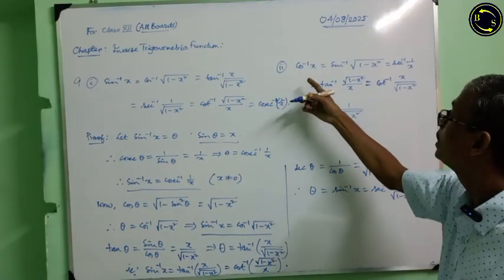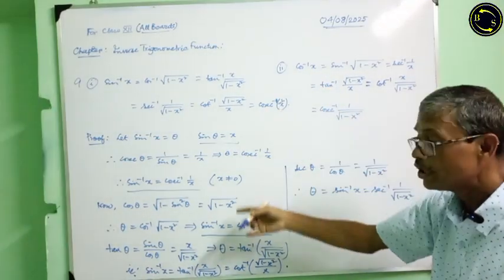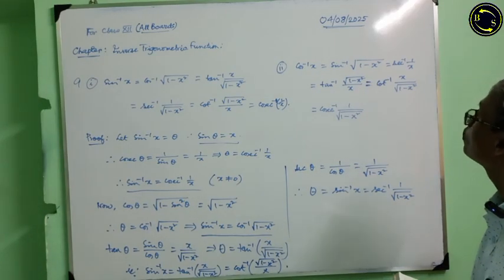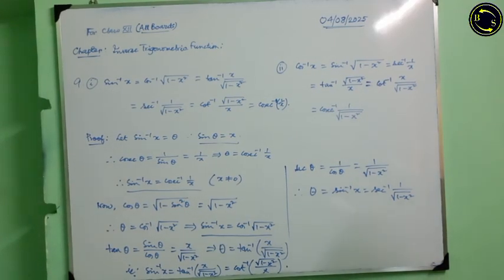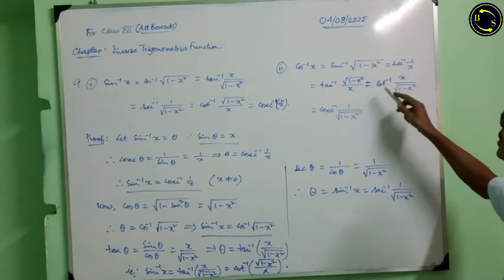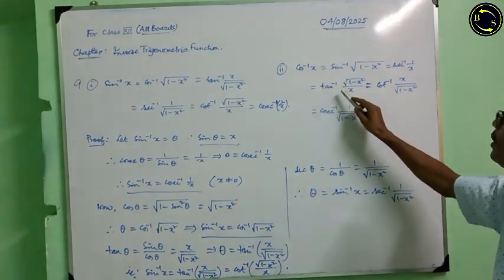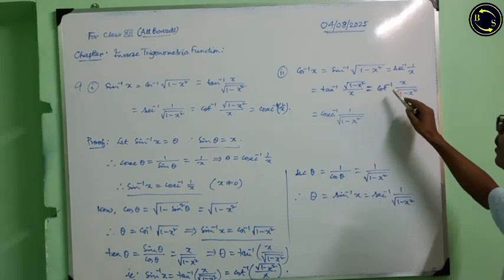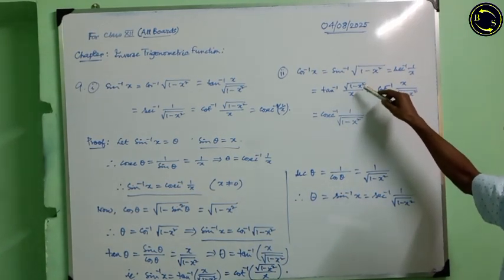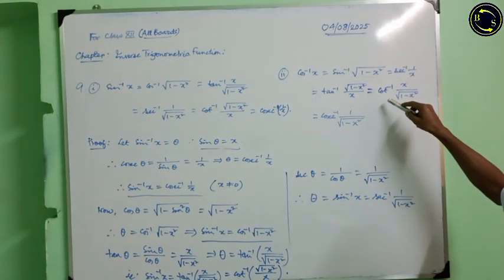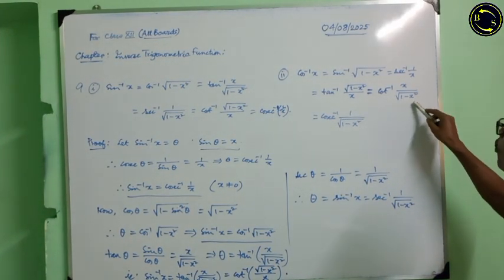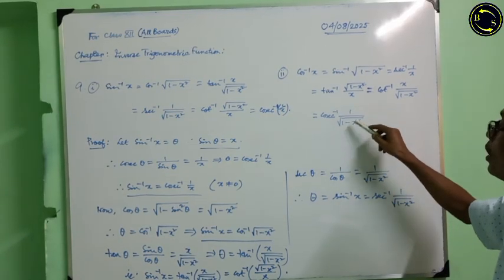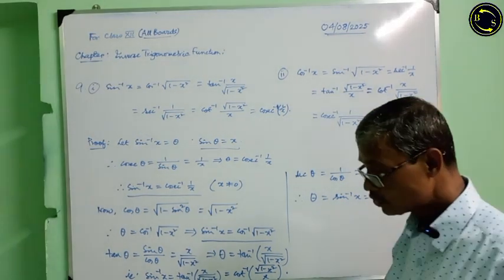Already I have mentioned we can prove easily following the similar steps. Cos inverse x will be equal to sin inverse root over 1 minus x square, that will be equal to sec inverse of 1 by x, that will be equal to tan inverse numerator root over 1 minus x square, denominator x, that will be equal to, just we exchange the numerator and denominator, cot inverse x by root over 1 minus x square, and that will be equal to cosec inverse 1 by root over 1 minus x square.